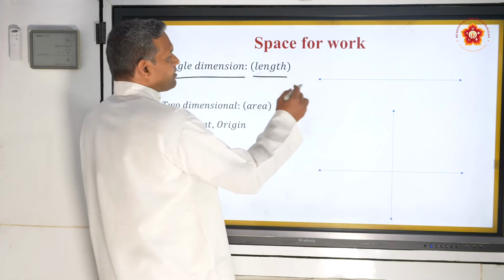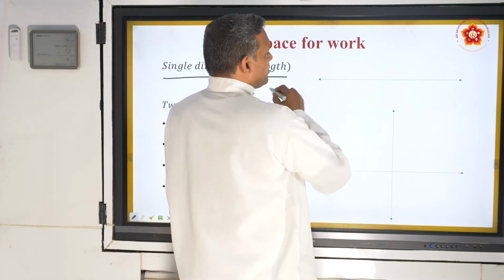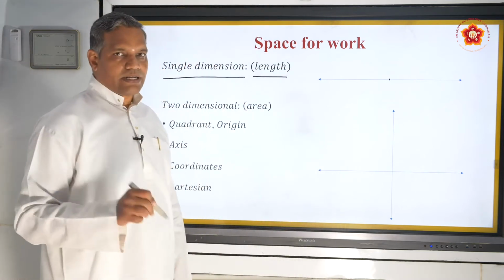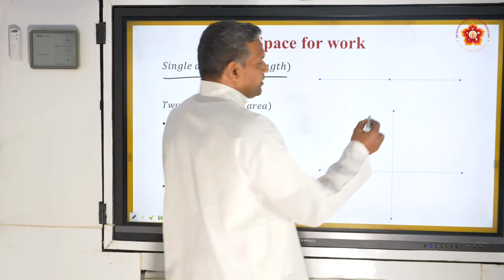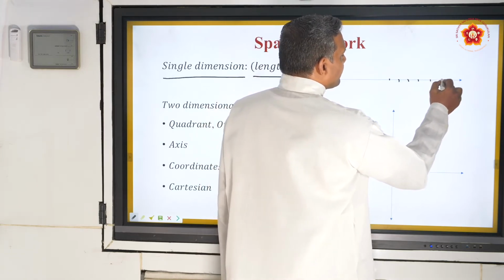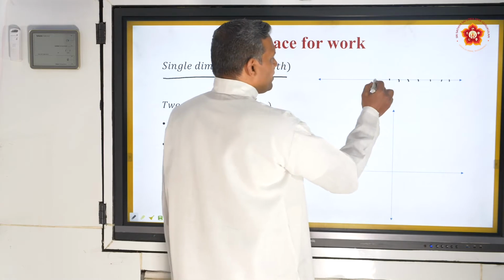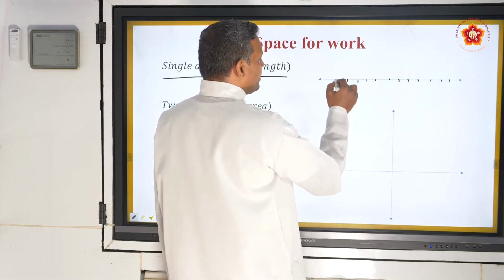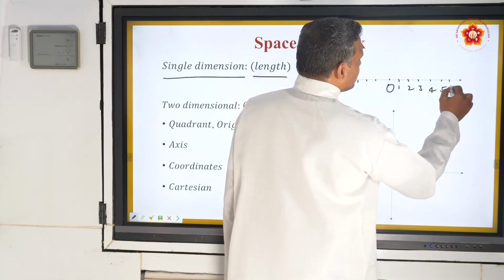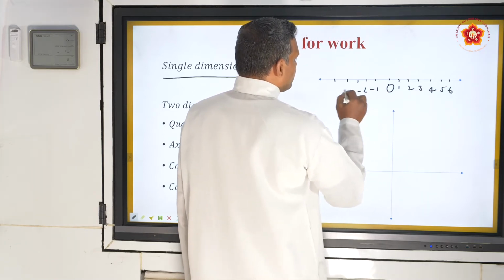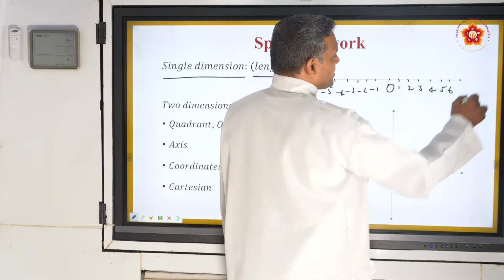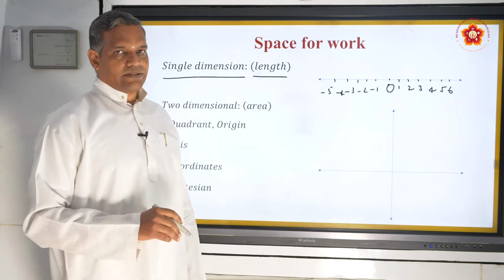So length is only one dimension. Then you have the length between the two places, that is a single dimension thing. And usually, if you want to know, you can draw a number line. You can go on the positive side, you can go to the negative side, and this is 0, 1, 2, 3, 4, 5, 6, and minus 1, minus 2, minus 3, minus 4, minus 5. And you can find exactly what the distance is, how many kilometers.